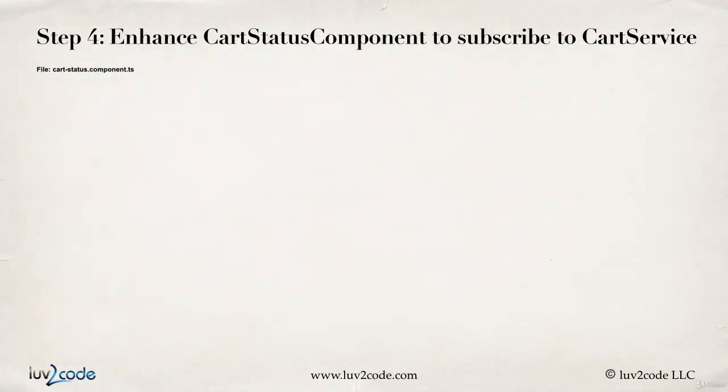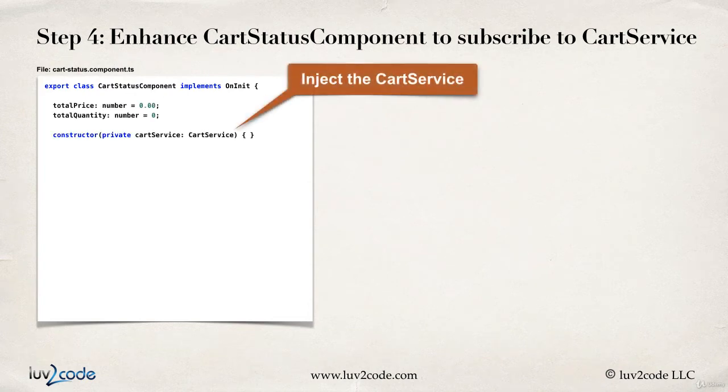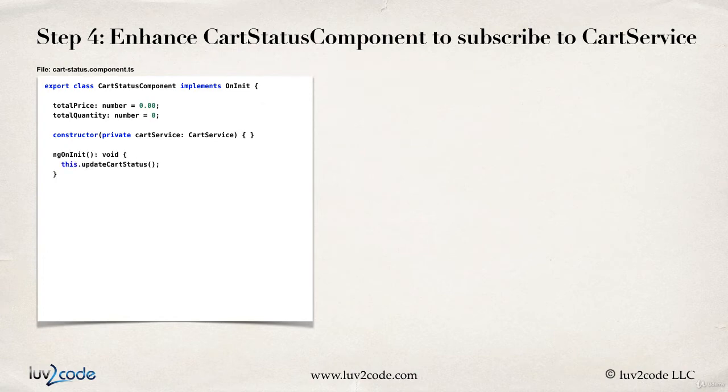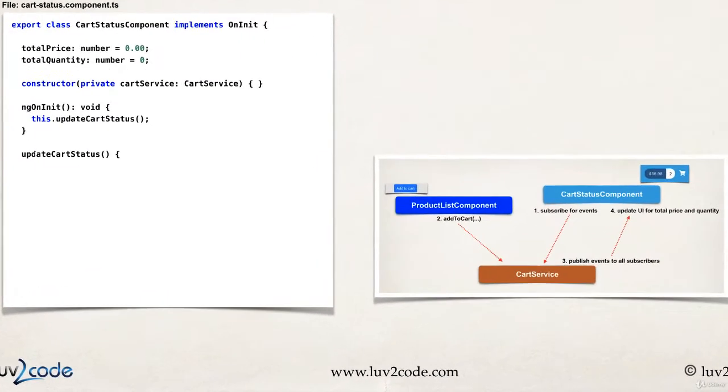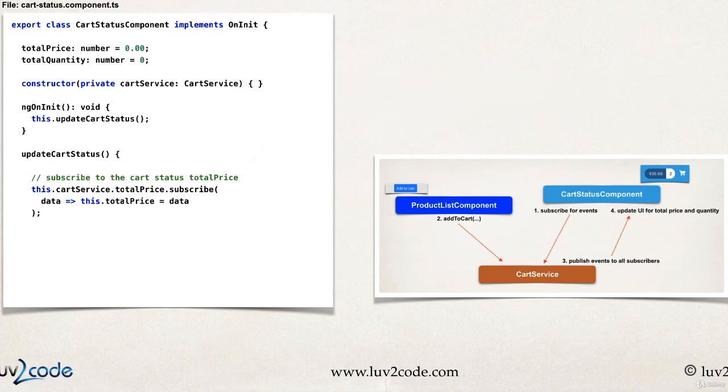So now step 4, enhancing the cart status component to subscribe to the cart service. All right, so we have to subscribe. Here's our cart status component. We set up some values for total price and total quantity. For the constructor, we inject our cart service. And in our ngOnInit method, we call this.updateCartStatus. In our updateCartStatus method, we'll actually subscribe for events. So here I say this.cartService.totalPrice.subscribe. So I'm going to subscribe to the cart service total price property.